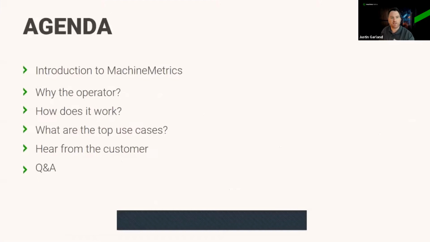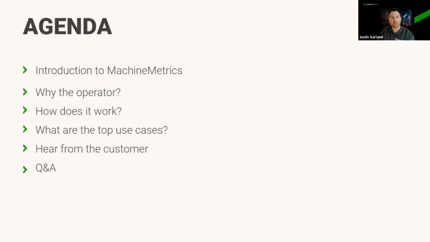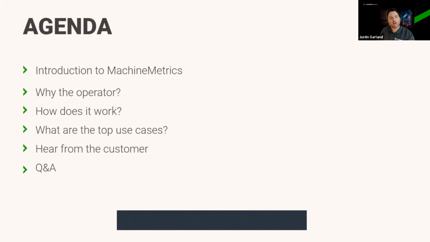So just to run through an agenda, we're going to start with a brief introduction on Machine Metrics and the OpDash. We'll talk about the importance, what's the significance of our operator interface. Then we'll go into the demonstration of how it works. And we'll talk about some top use cases from a few different perspectives. Throughout the course of the webinar, we'll show some materials that demonstrate the effectiveness from the customer standpoint. And then finally, we'll finish up with a Q&A at the end.